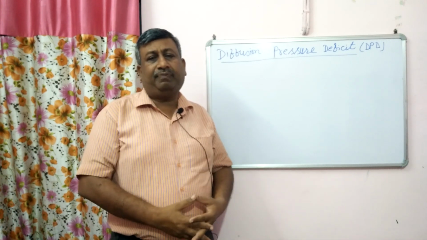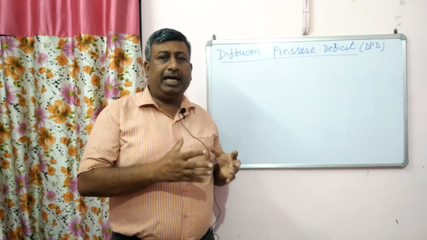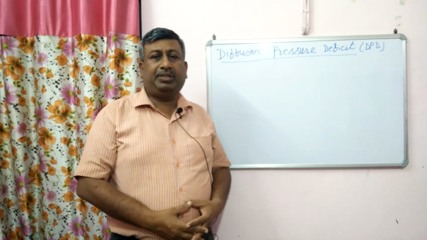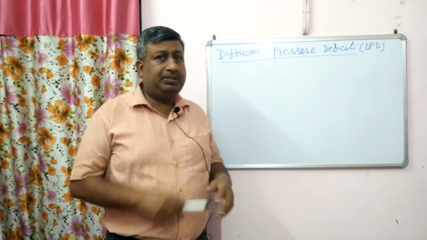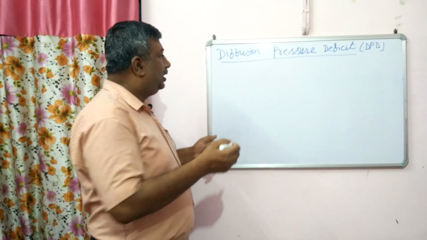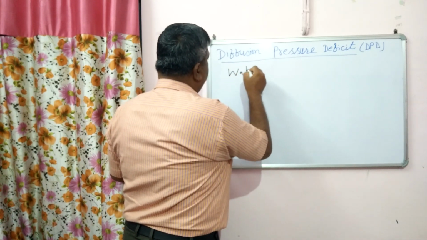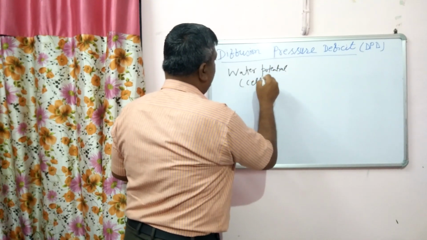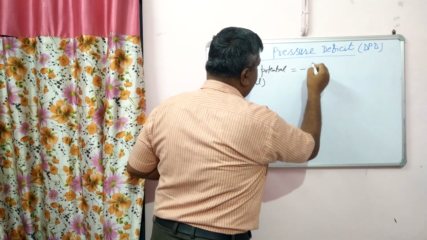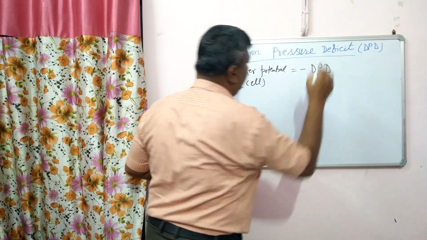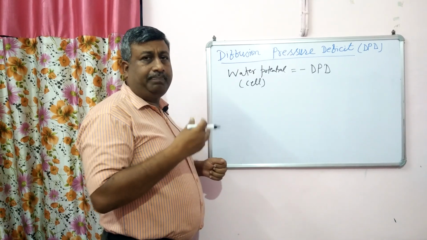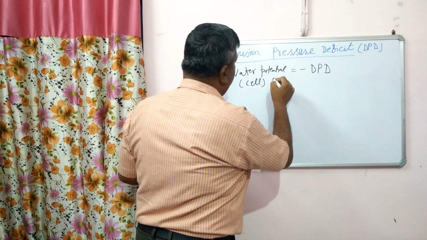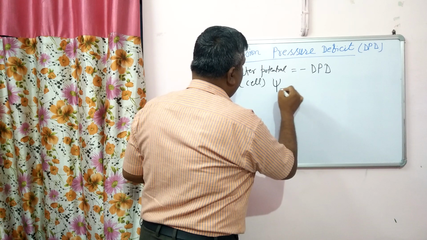So what is the concept of this DPD? If we want to know the actual water potential of the cell, we must know what is diffusion pressure deficit. Actually, this diffusion pressure deficit decides the water potential, and we know that the water potential of any cell is equal to the negative of this DPD. So the negative value of diffusion pressure deficit is the water potential of the cell, and the symbol of water potential is psi.